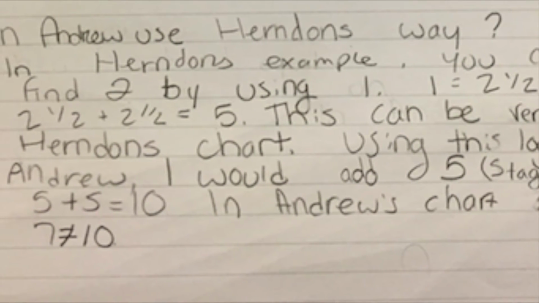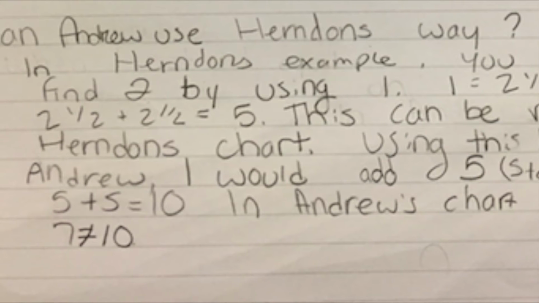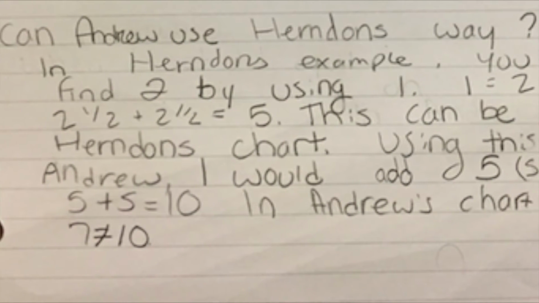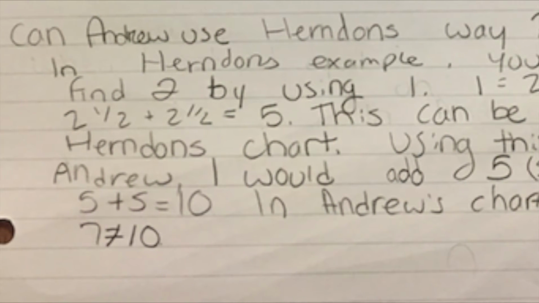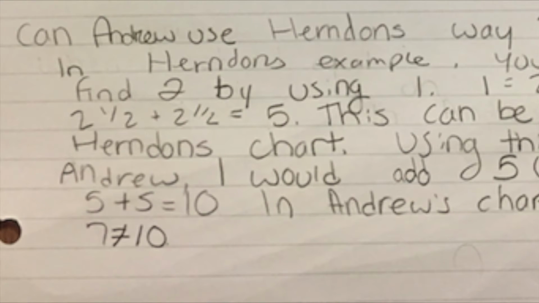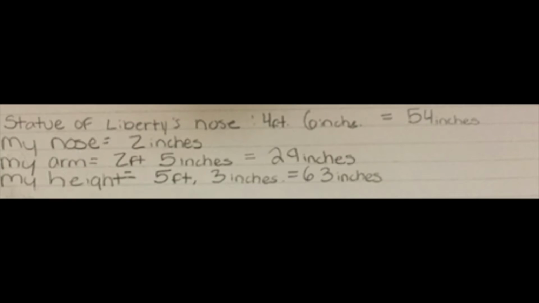And in Andrew's chart, stage 2 is equal to 7, and 7 is not equal to 10. And so that just shows that that method did not work. So for the fourth menu task of Portfolio 2, I solved Statue of Liberty's nose. It gave me that the Statue of Liberty's nose was 4 feet 6 inches, and I needed to figure out how long her arm was and how tall she was.